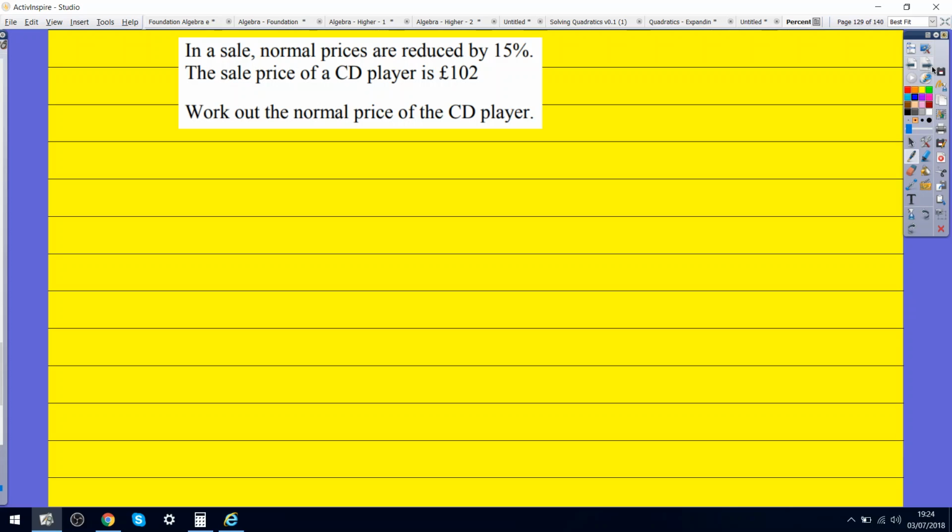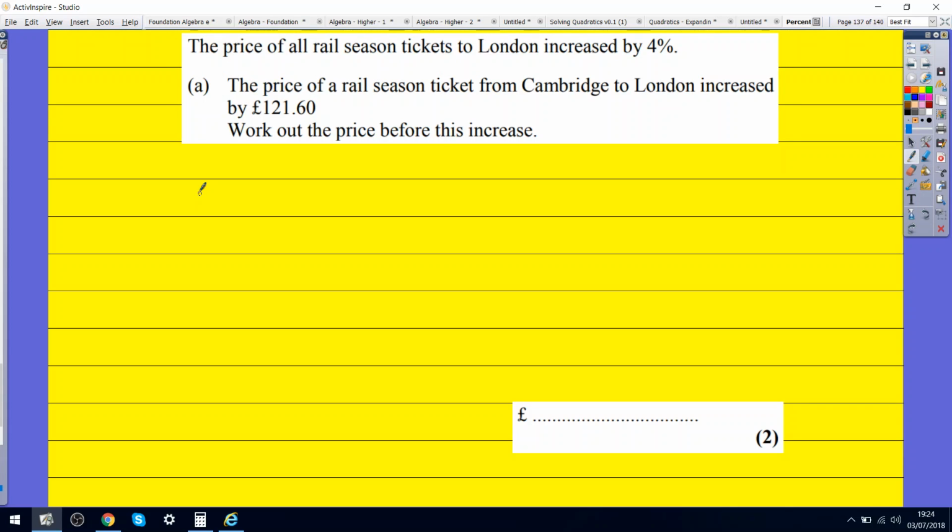Okay, so they will increase by 4%. So that means that 0.04 is 121.60. That means 1.0 equals 121.6 divided by 0.04 times 100, and I'll type that in.